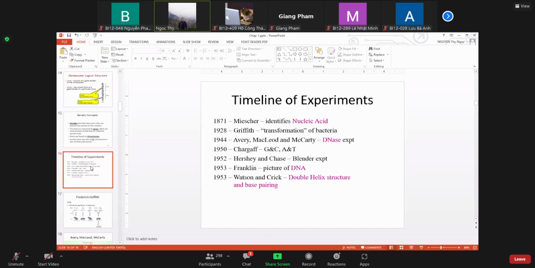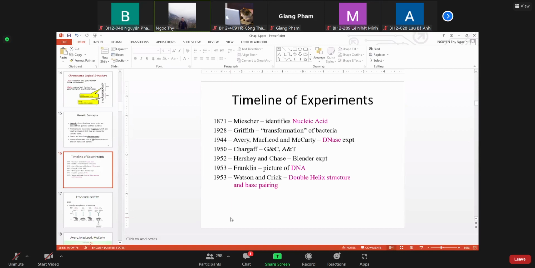Okay, so come back to a little bit of history. This is a timeline of how genetics was involved from time to time.